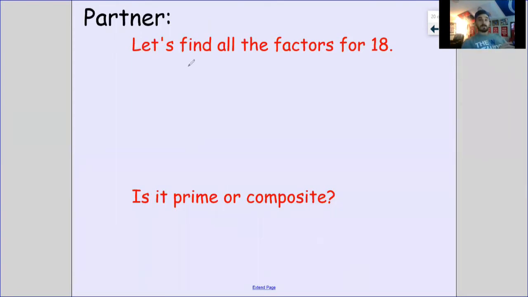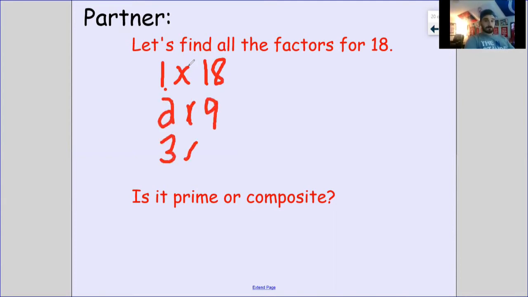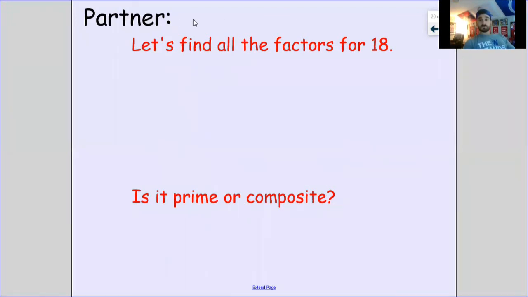So if you listed all of the factors correctly, you should have had 1 times 18, should have had 2 times 9. You should have had 3 times 6. Those are your 3 factor pairs, which would have led you to tell me that it's composite. So if you're getting the prime or composite part right, awesome. That's the goal today. If you're getting all the factors on there too, even better. That's my hope.